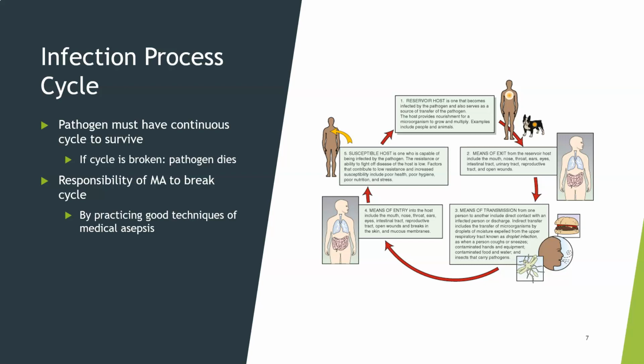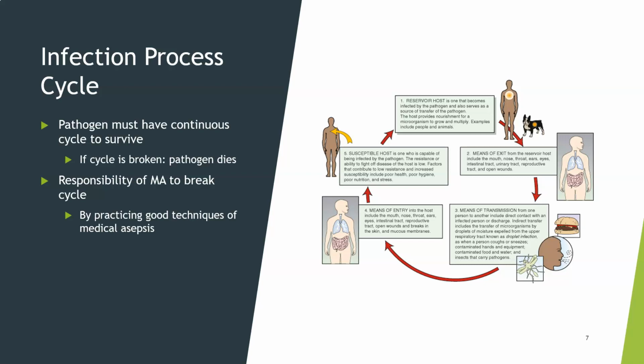From there, the pathogen has to have a way to exit the reservoir host. Most commonly, that's the nose, mouth, but also throat, ears, eyes. Different bodily fluids can transmit different pathogens, and that makes sense, right? The way that pathogens exit the body is going to be from anything from respiratory droplets to any other bodily fluids.